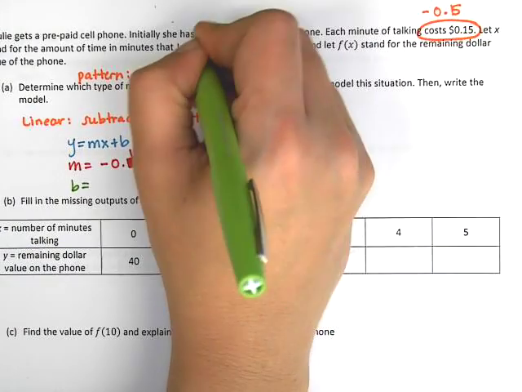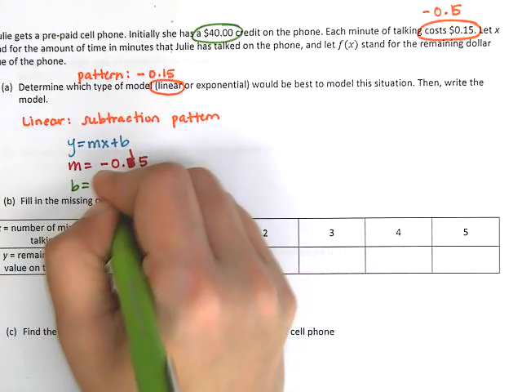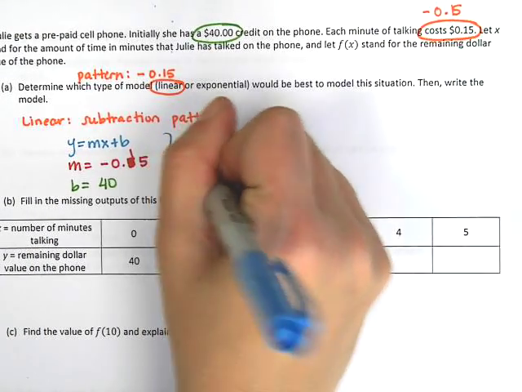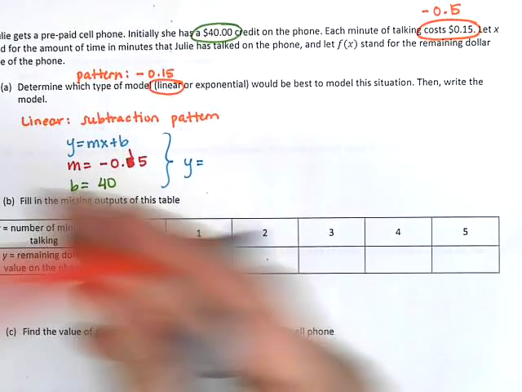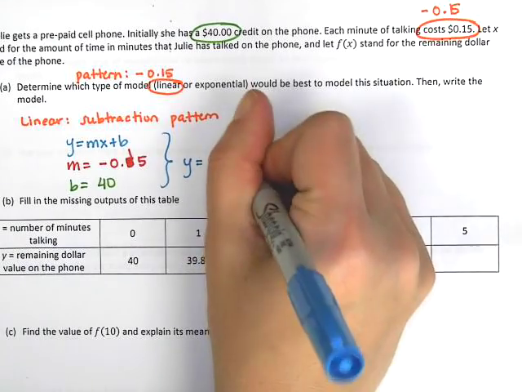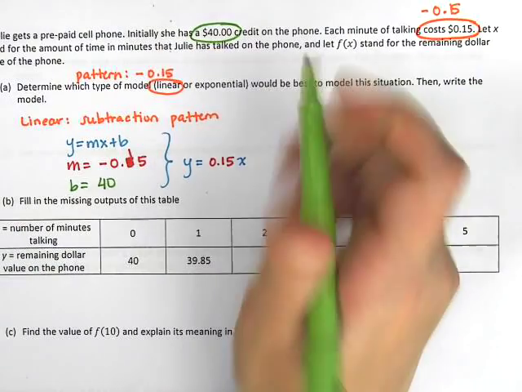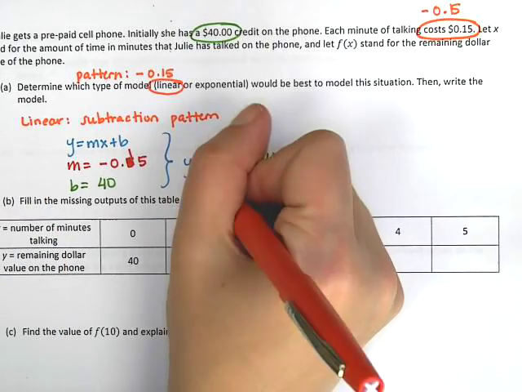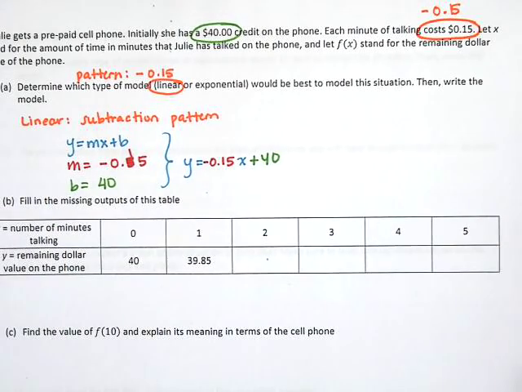Now, it tells me in the problem we started with $40 in our account. If I combine all this information and I make an equation, I would have y equals negative 0.15x plus 40. This should be negative 0.15x plus 40.